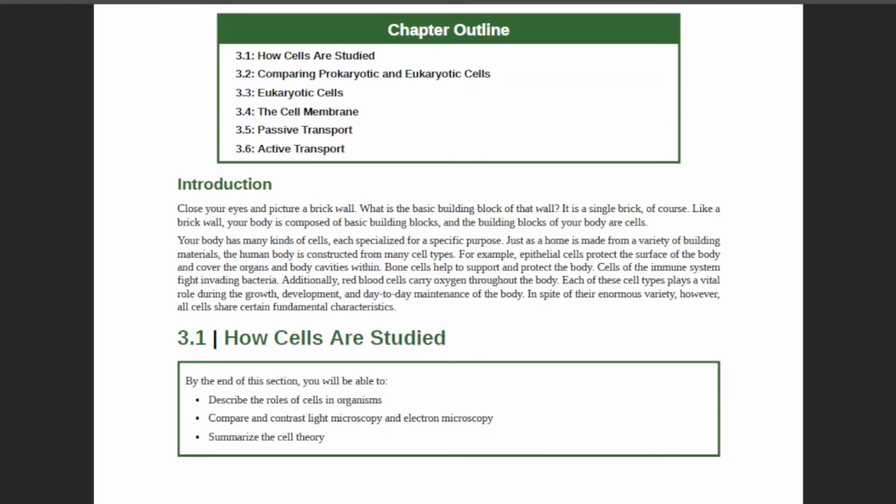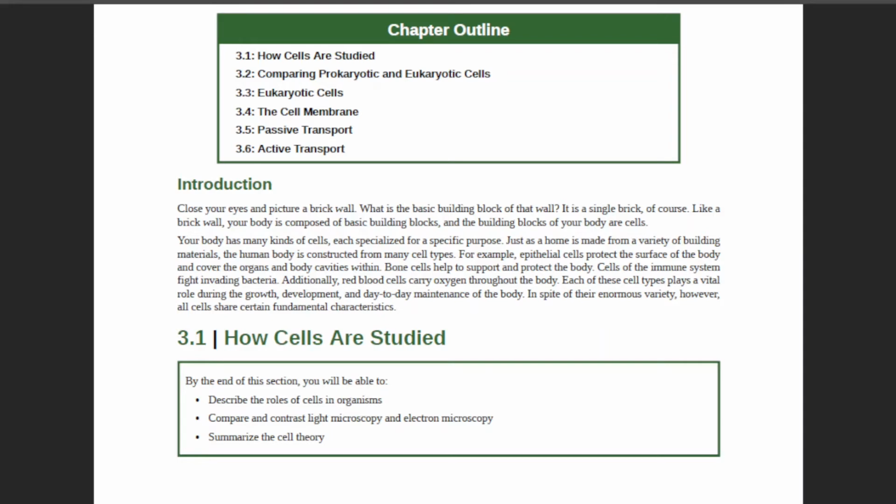Close your eyes and picture a brick wall. What is the basic building block of that wall? It is a single brick, of course. Like a brick wall, your body is composed of basic building blocks, and the building blocks of your body are cells. Your body has many kinds of cells, each specialized for a specific purpose.